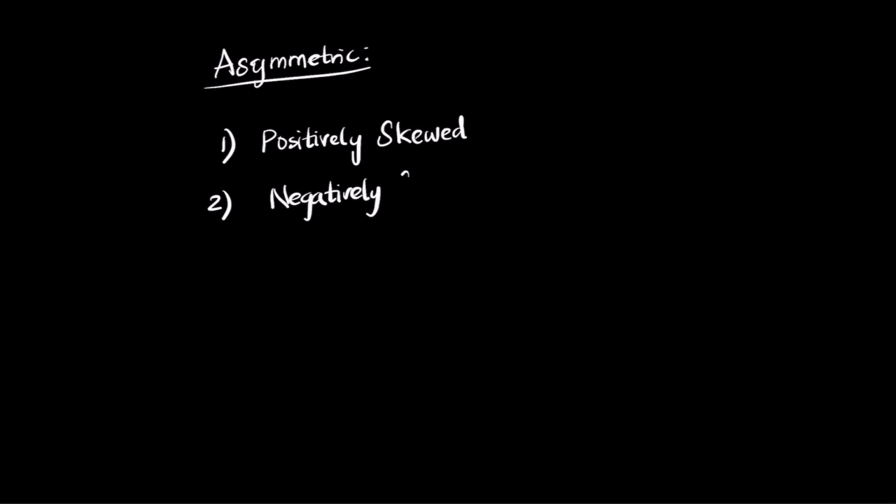So asymmetric distributions are generally of two types. The first one is a positively skewed distribution. The second is a negatively skewed distribution. A positively skewed distribution and a negatively skewed distribution depend on the type of graph that it looks like.